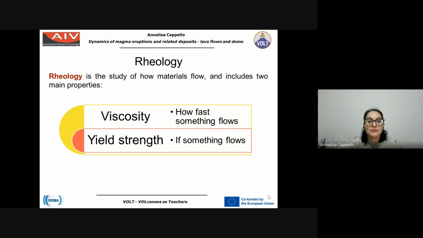Okay. So, rheology is a branch of physics that studies how materials flow and includes two main properties: the viscosity and the yield strength. Viscosity describes how fast something flows, while the yield strength describes if something flows.